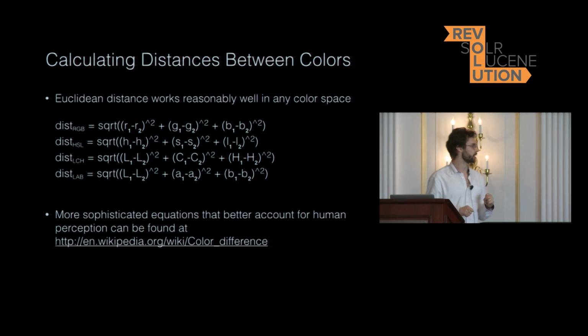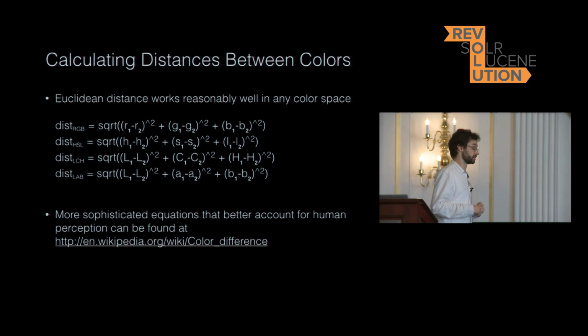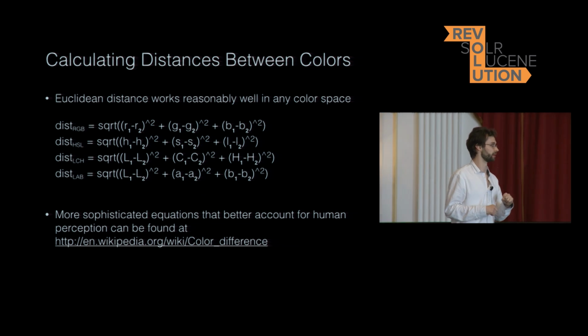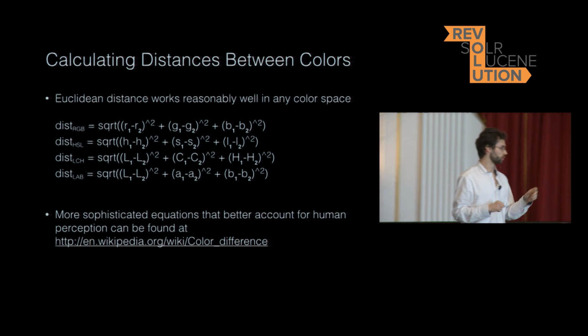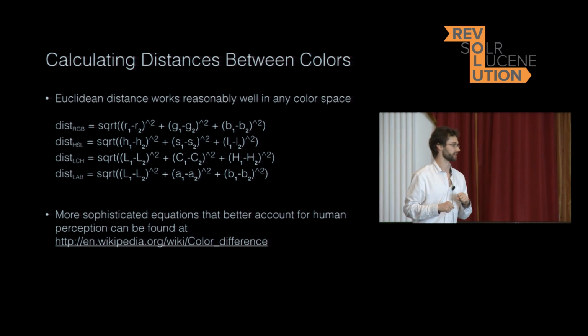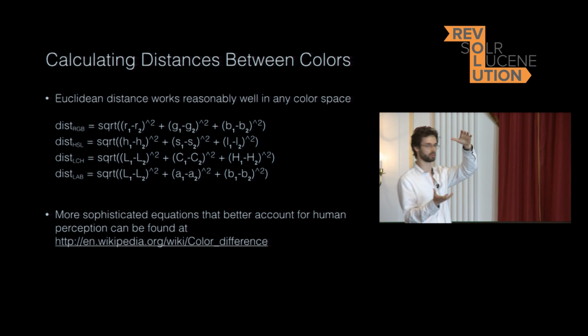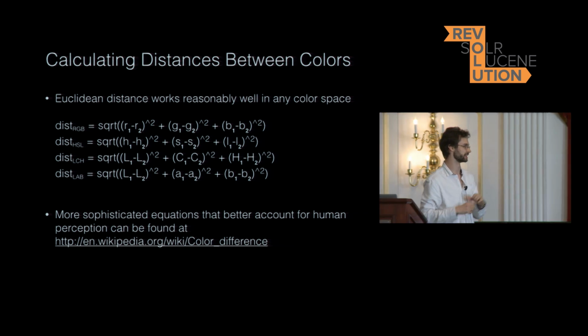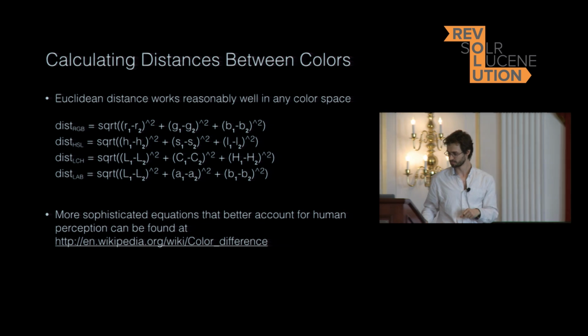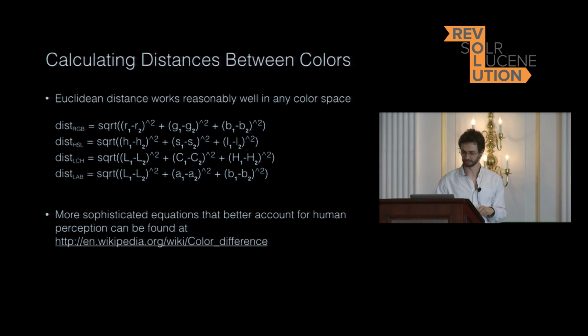And if you really want to go nuts and get into some really sophisticated equations that better account for human vision and all the anomalies in different parts of the spectrum, there's some more equations in this Wikipedia article on color difference, including one big beefy equation that's about this big on the page. Some nice meaty equation that really accounts for a lot of stuff. I won't go into that anymore today, though.